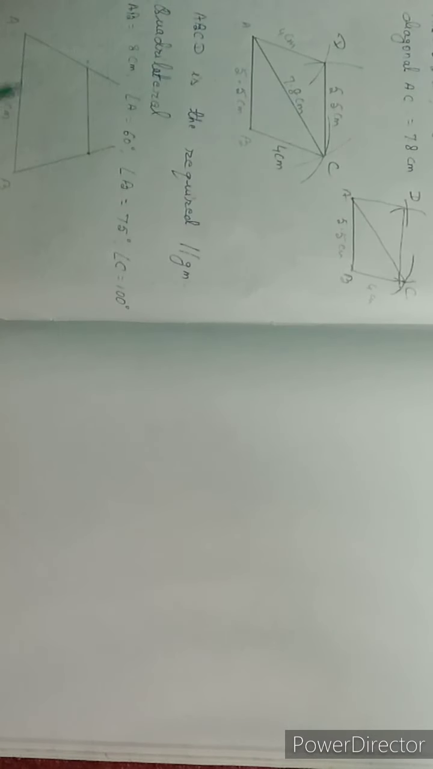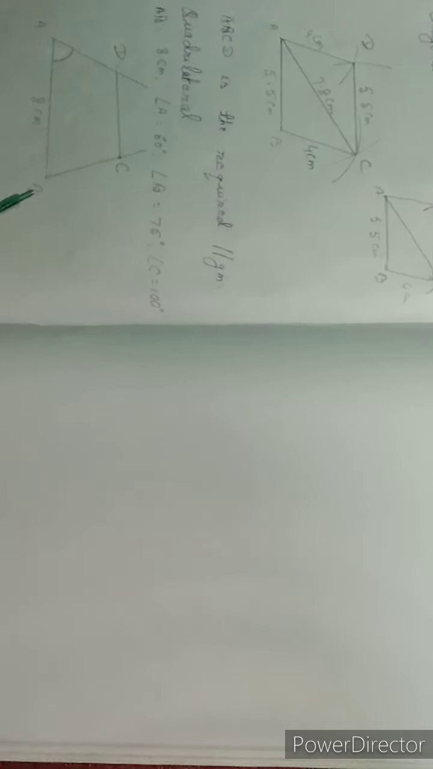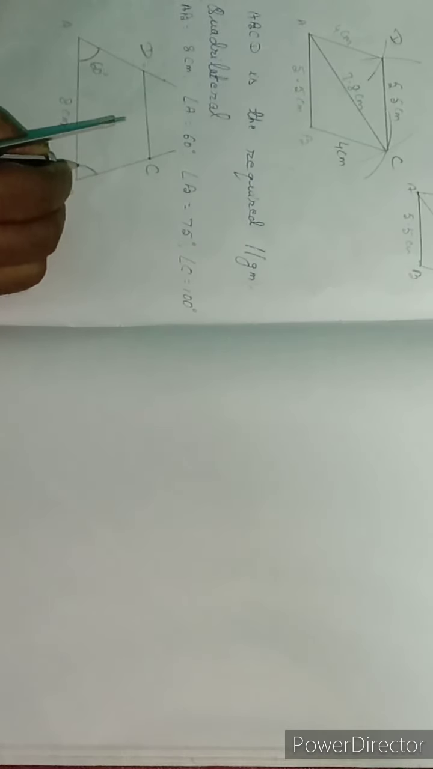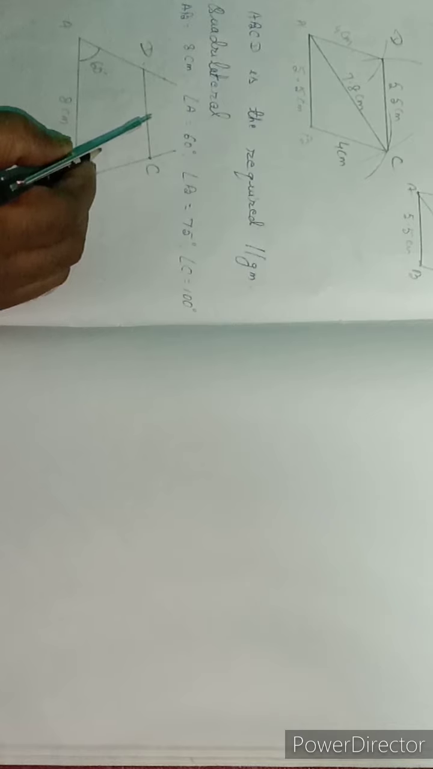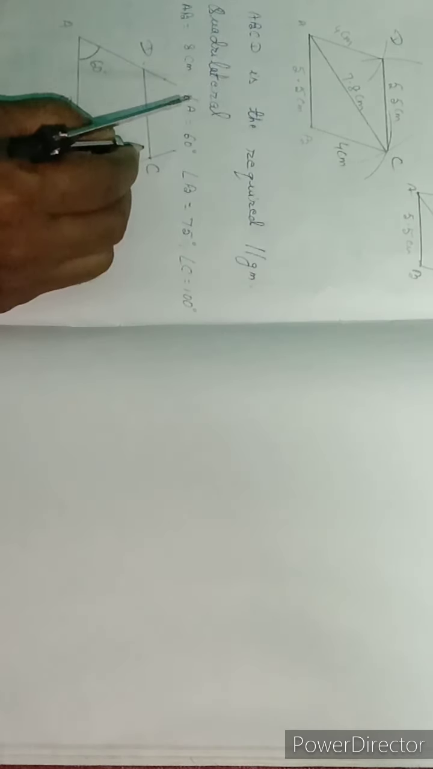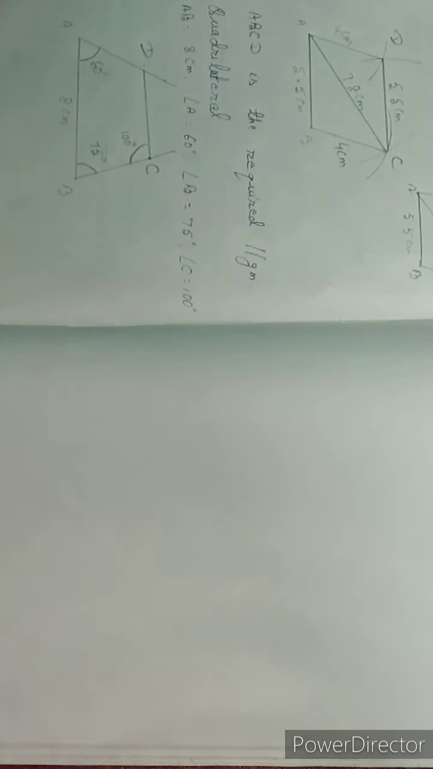And we name this C, this D. Write the measurement of all angles. Angle A is 60 degree, angle B is 75 degree, angle C is 100 degree. Angle D we don't know. So this is the required quadrilateral.